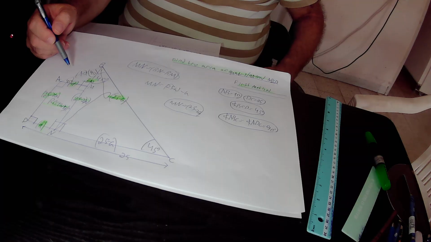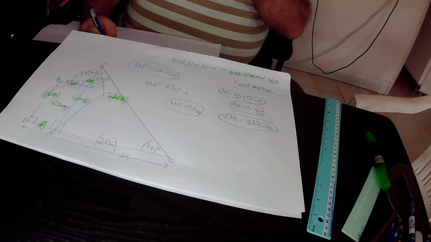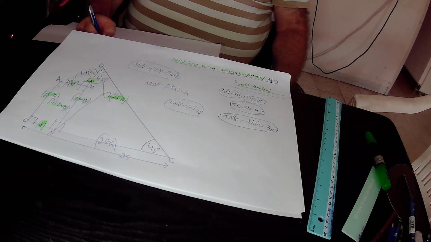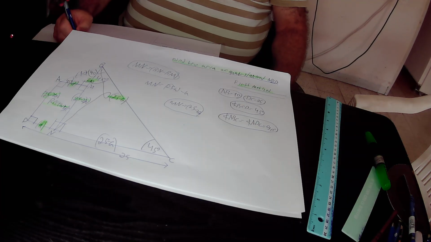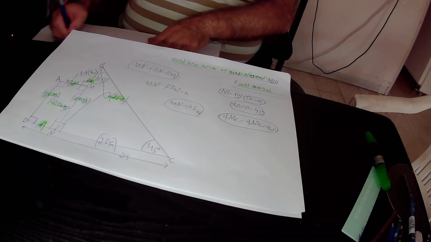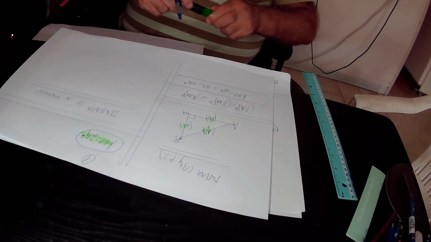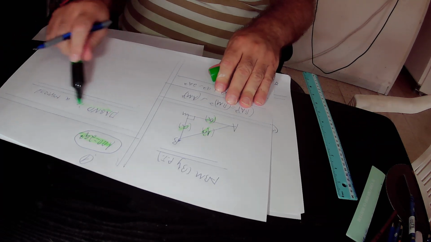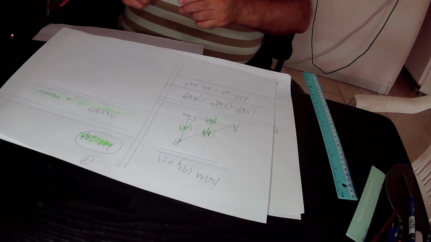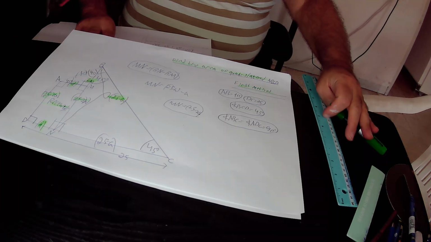We found out that quadrangle ABND is a trapezoid. But what is the area of this trapezoid? Trapezoid ABND.